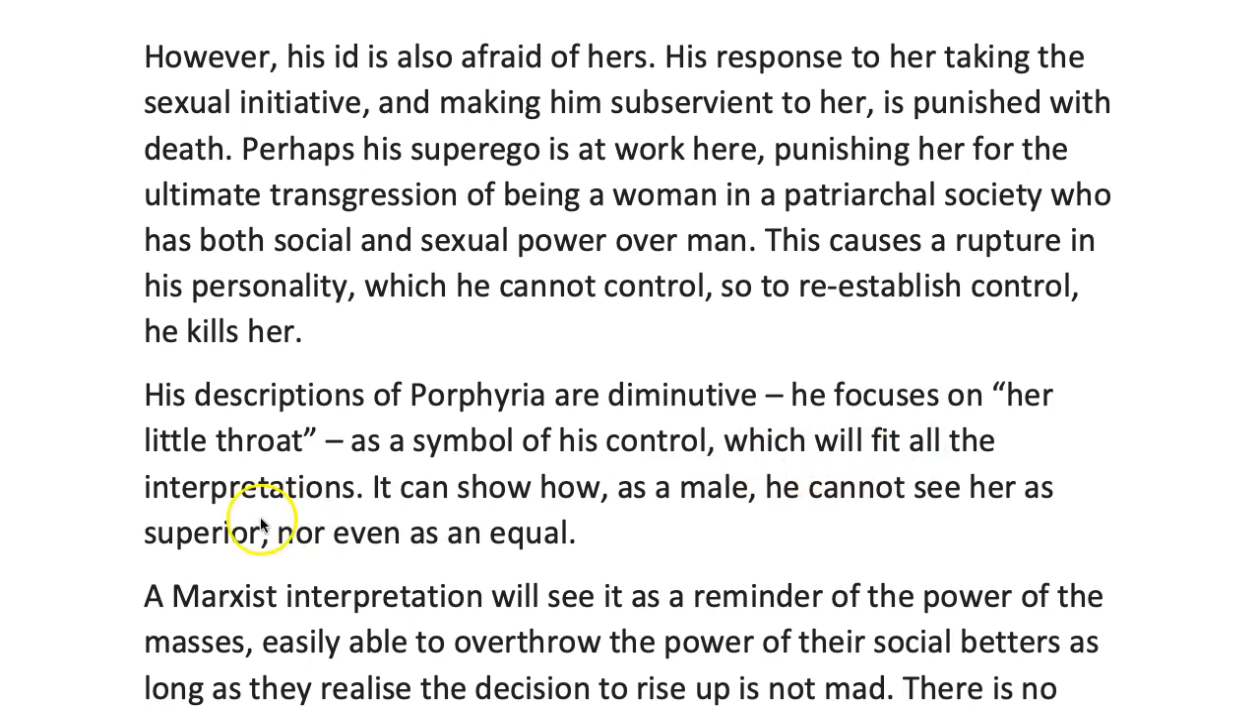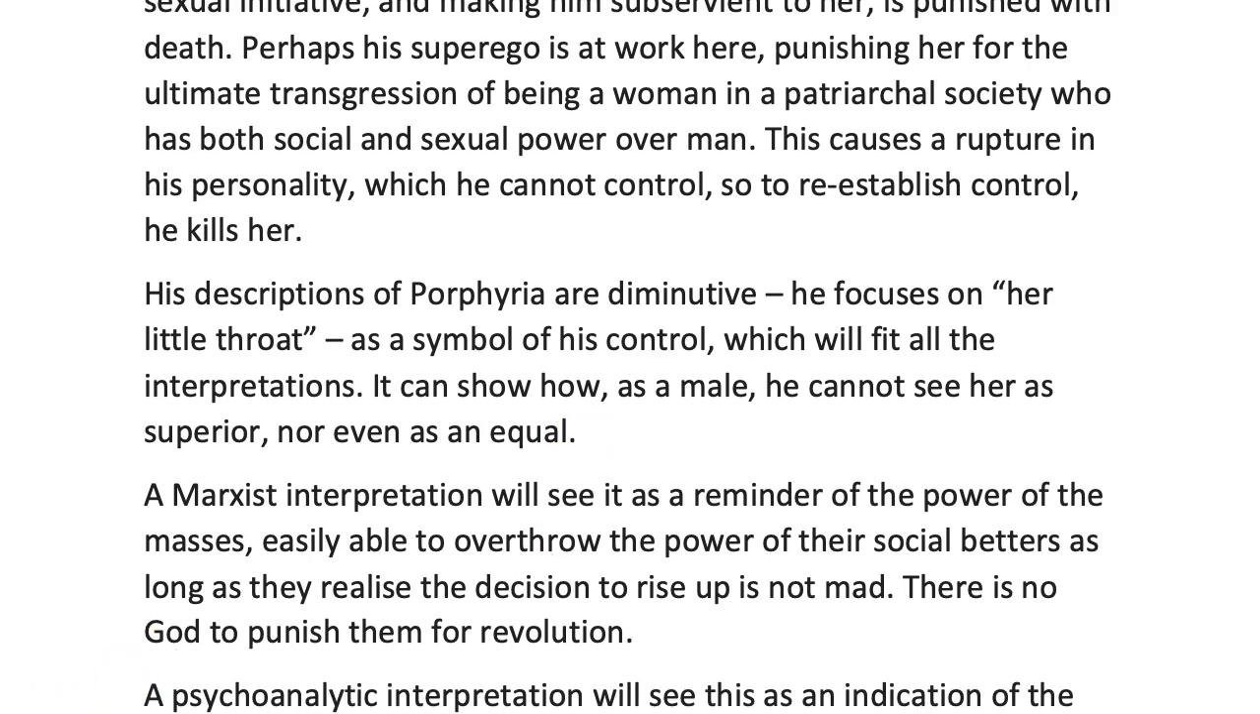And that will fit any of the interpretations that we talked about. It can show how, as a male, he cannot see her as superior, nor even as an equal. And you know from the autobiographical details that Browning would definitely have disagreed with that view.